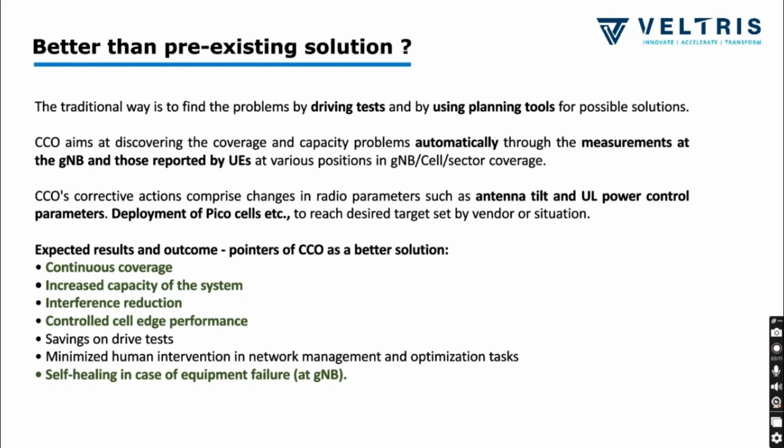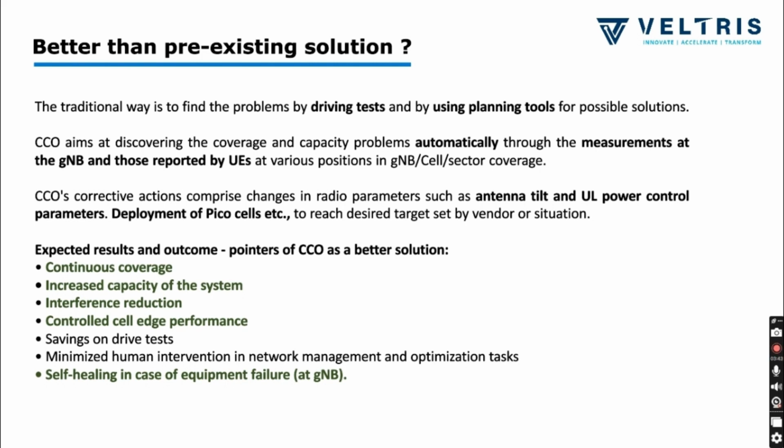CCO's corrective actions comprise changes in radio parameters such as antenna tilt and UL power control parameters. The deployment of picocells or coverage and capacity enhancing features are also corrective actions that may be proposed by CCO to reach the desired target. The CCO should not react to the performance of individual users, but rather it has to compute the appropriate CCO-based actions on long-term statistics.